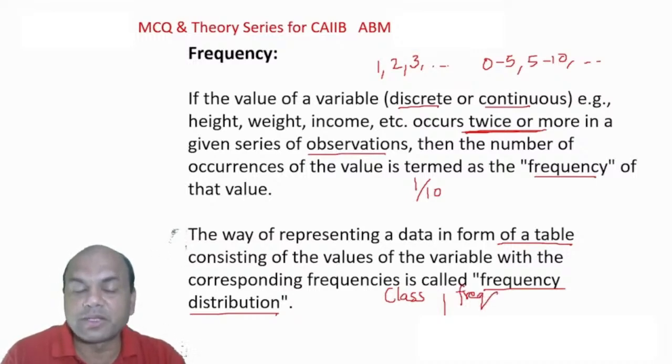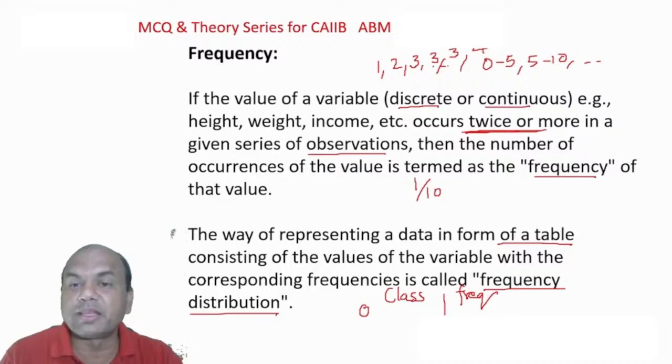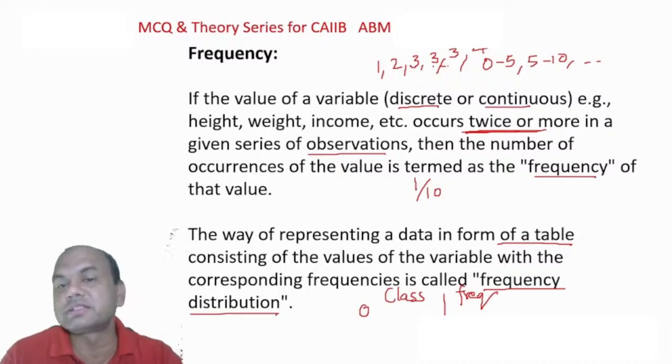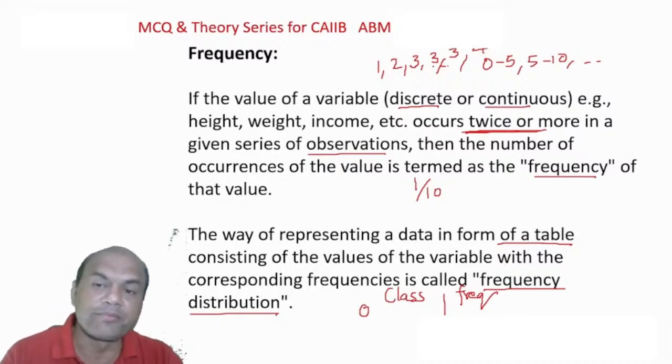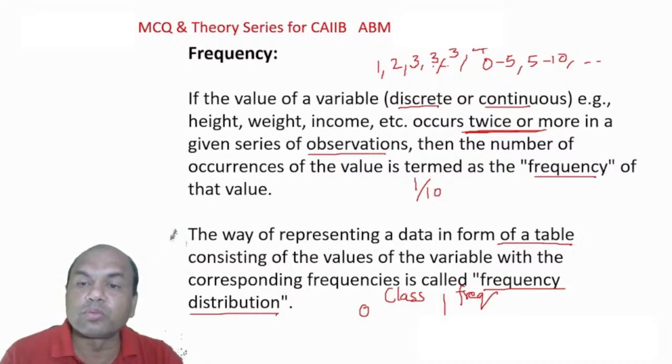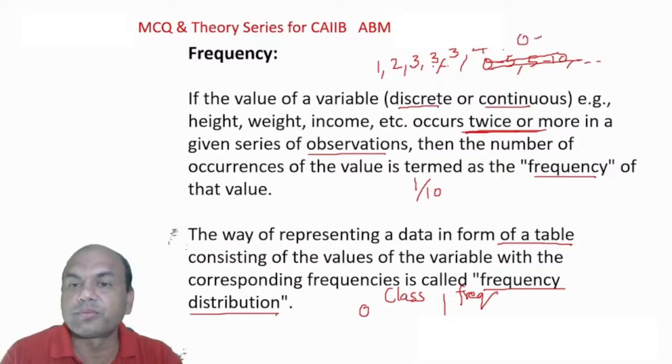Now I'll explain it. Suppose I'm having these numbers 1, 2, 3, then let's say 3 again, then 3 again, then 4. And I start writing these classes. 0 to 5 means everything will be over here only. So let me make smaller classes: 0 to 2, 2 to 4, and then go on 4 to 6, and so on.